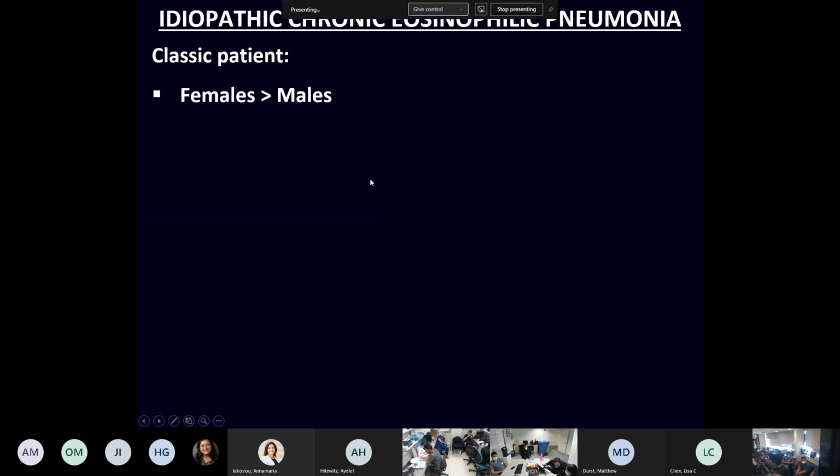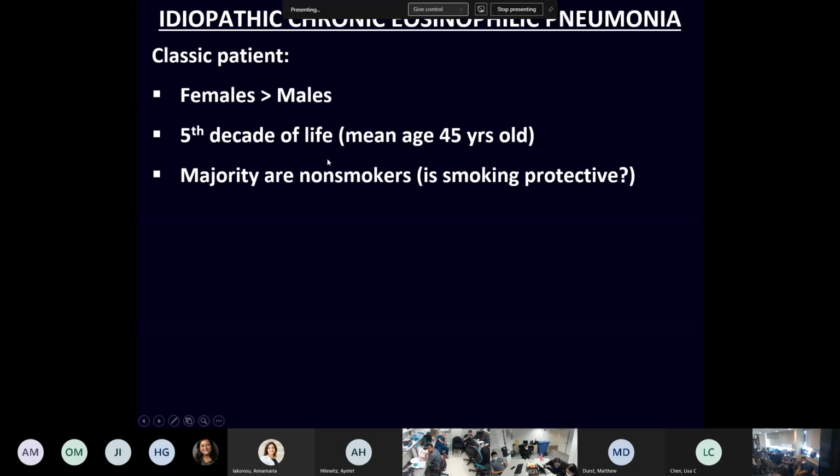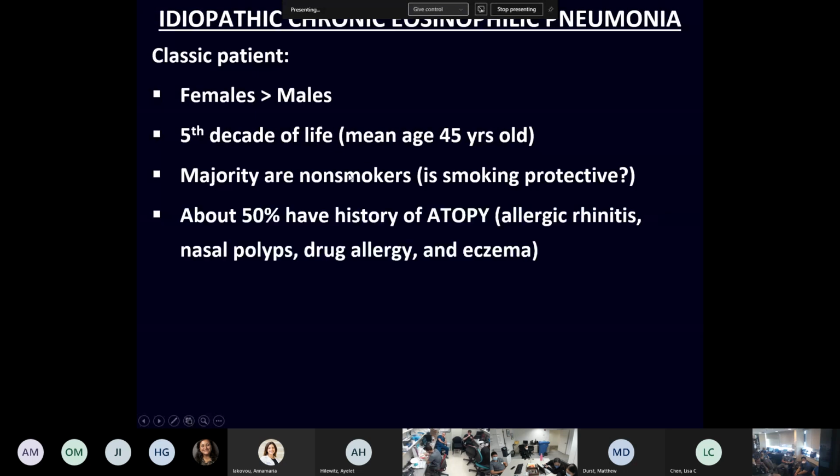The classic patient here, females greater than males, usually in the 5th decade of life. Majority are non-smokers, so there's question, is smoking protective? And then, like we said, the history of atopy or asthma, allergic rhinitis, nasal polyps, eczema, etc.